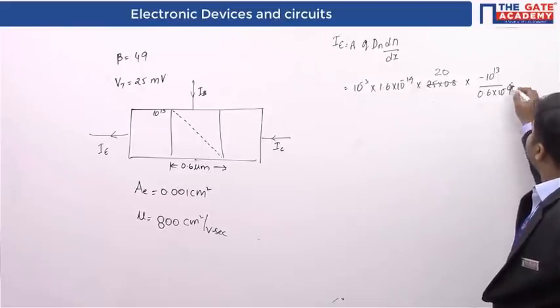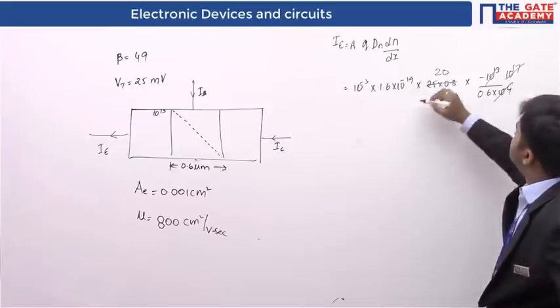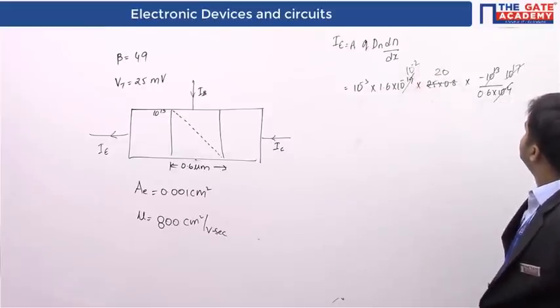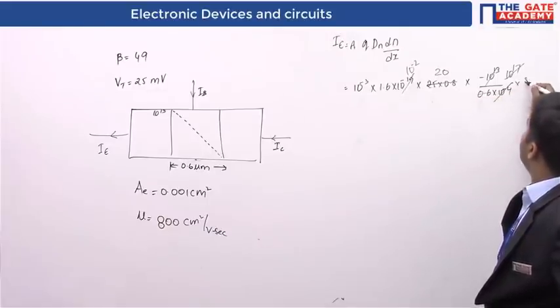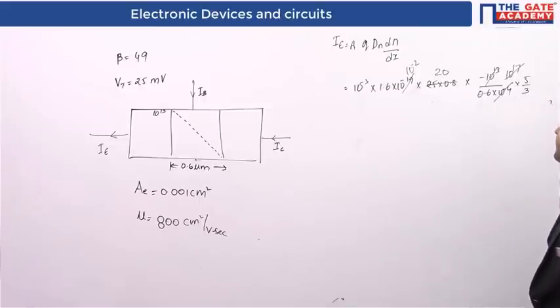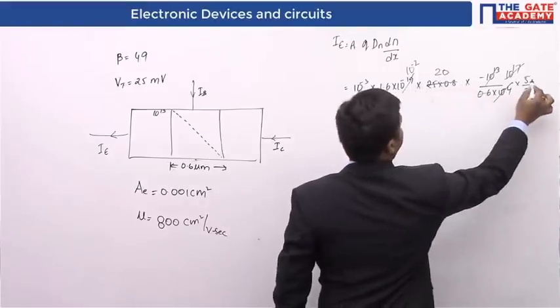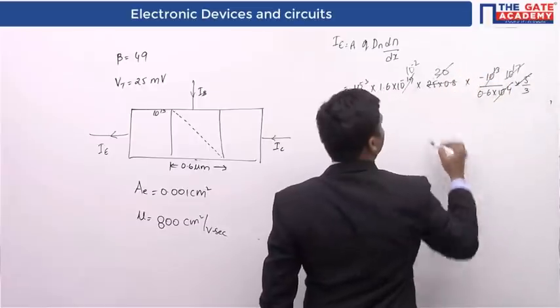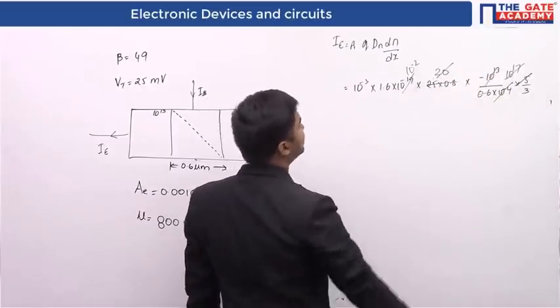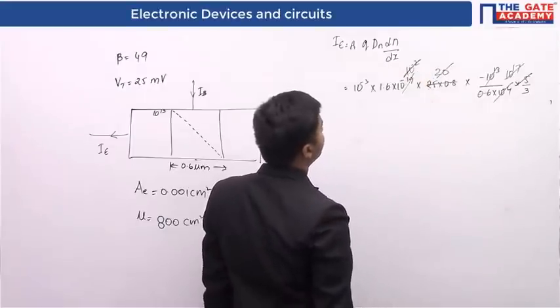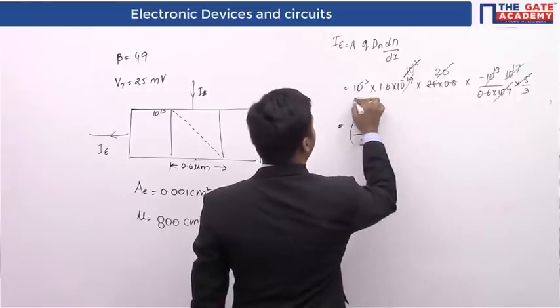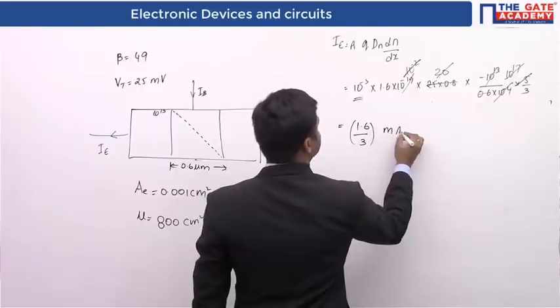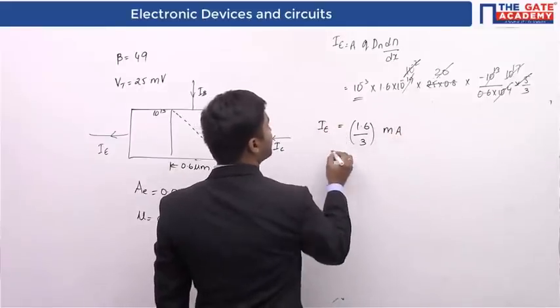This becomes 10 power 17. So this is 10 power minus 2. This is nothing but 3 by 5, so it's going to be 5 by 3. So it is 100 here: 5 into 20 is 100. So 100 gets cancelled out here. We're going to have 1.6 by 3 milliamperes, 1.6 by 3 milliamperes with a minus sign.